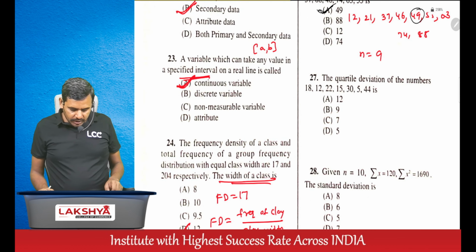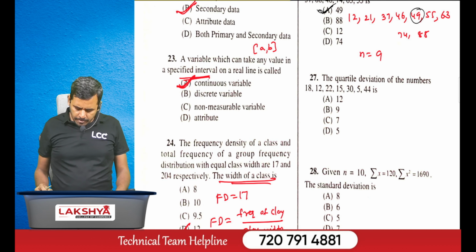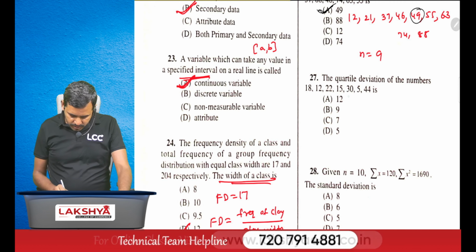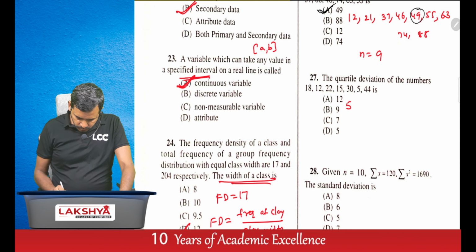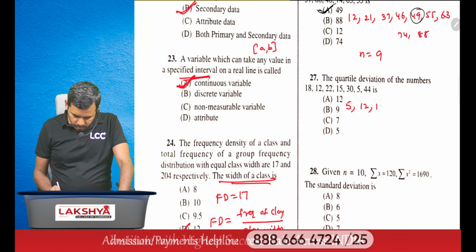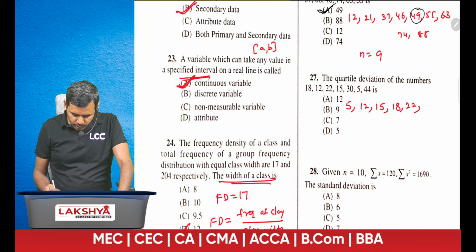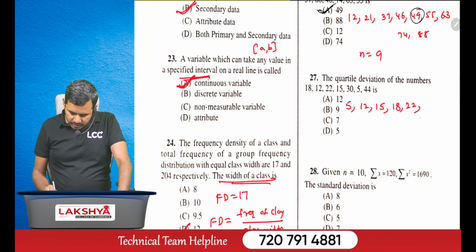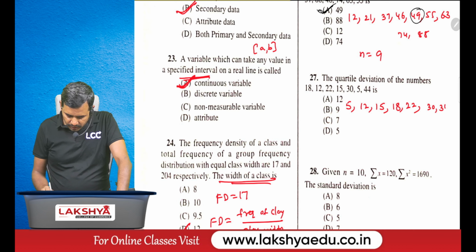Next, quartile deviation. For finding quartile deviation, first arrange the data into ascending order. The least number is 5, next 12, then 15, 15 next 18, 18 next 22, next 22, next 30, next 34.